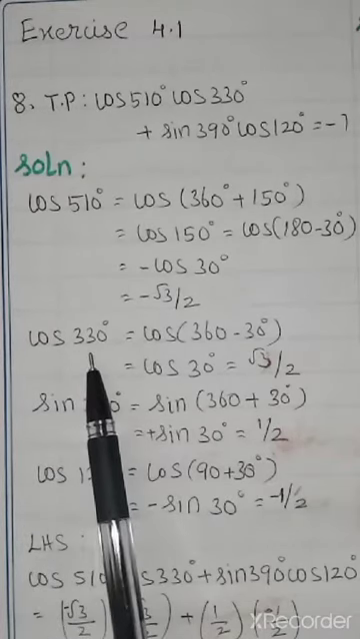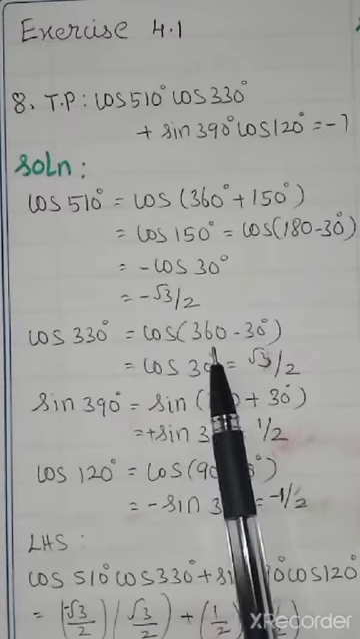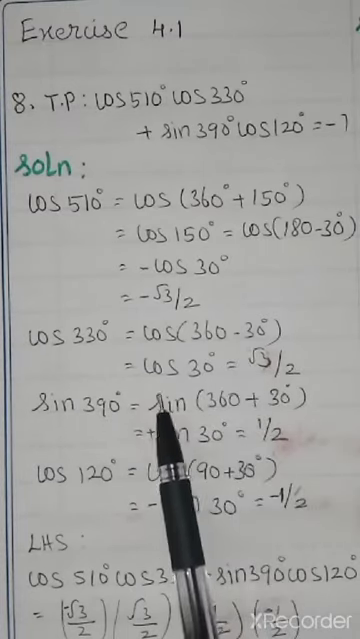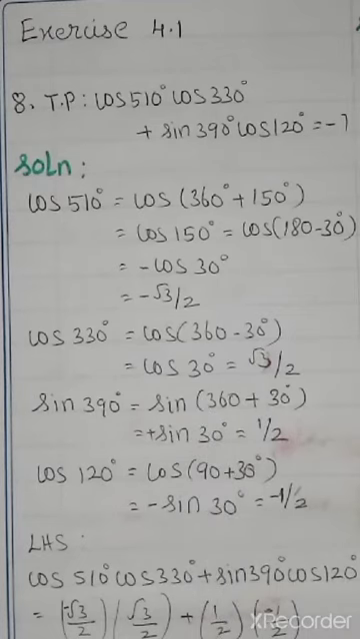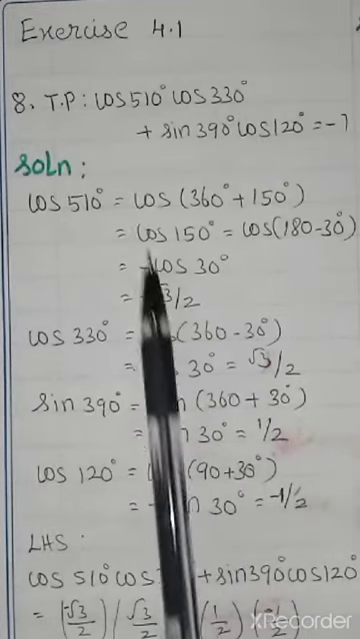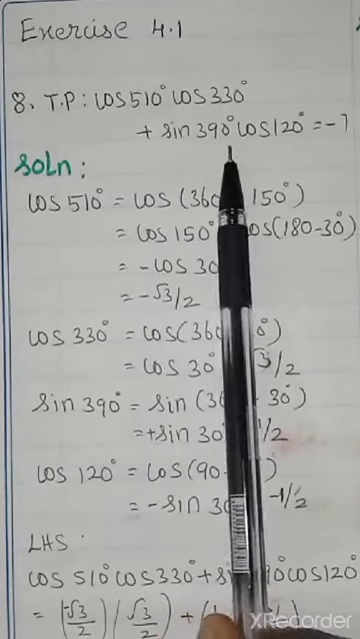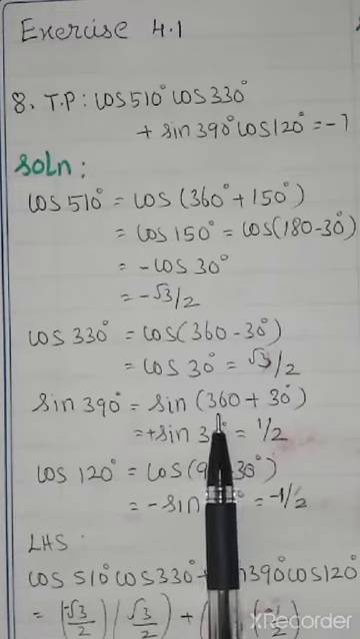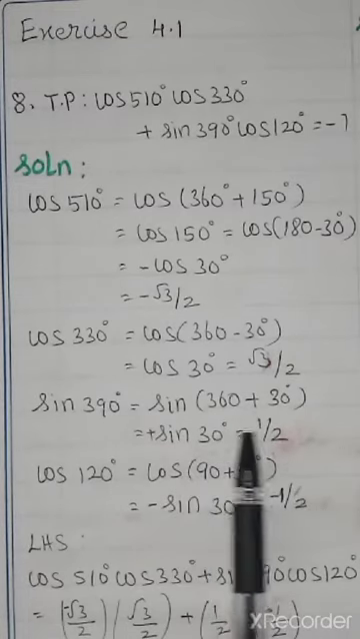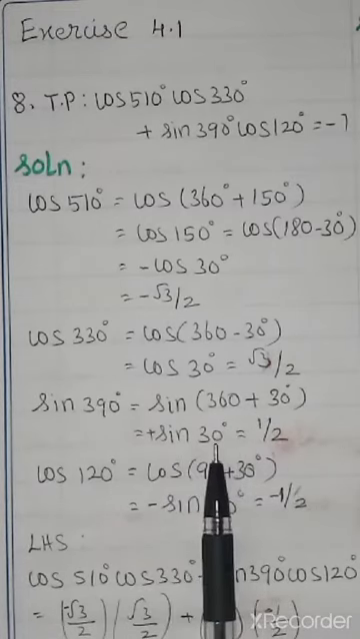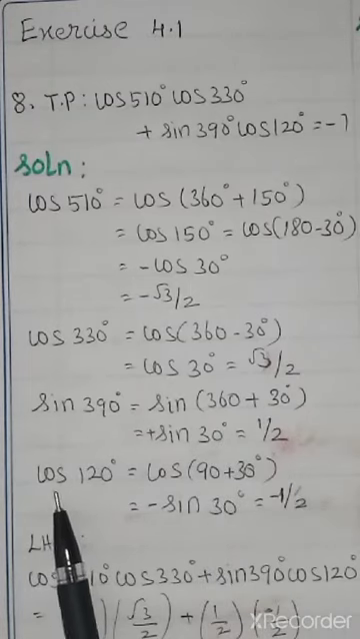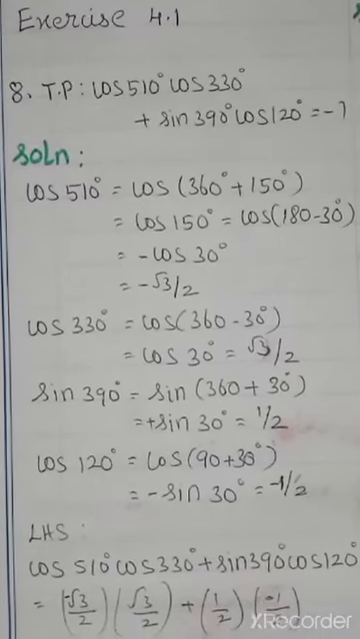Next, what do we have to do? Cos 330 degree. Again 330 can be taken as 360 minus theta. Cos of 360 minus theta is cos theta. Cos 30 value is root 3 by 2. What is the next one? Sine 390 degree. How can we write it? 360 plus 30. So sine of 360 plus theta is sine theta. So sine 30 value is 1 by 2. Similarly, if you do it for cos 120, you will get the answer as minus 1 by 2.